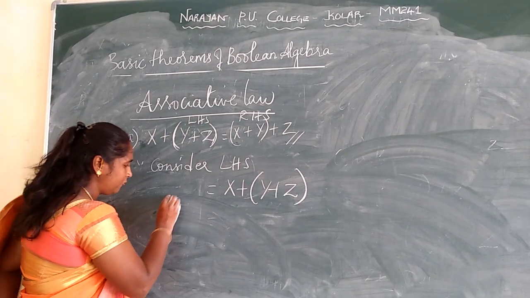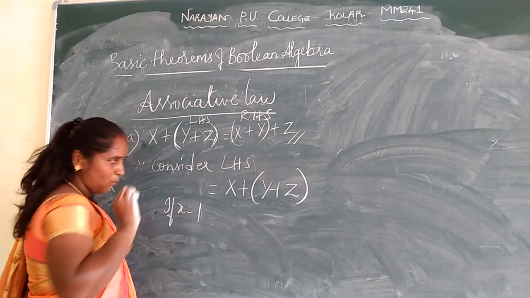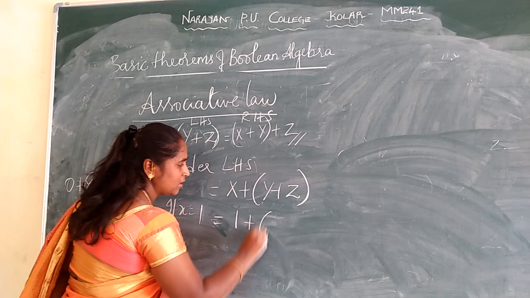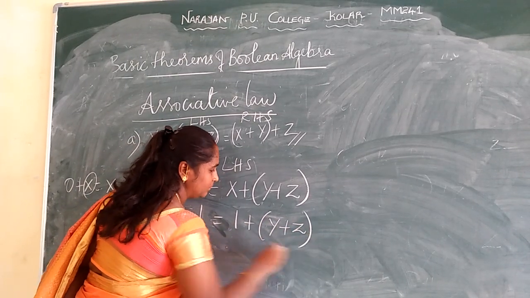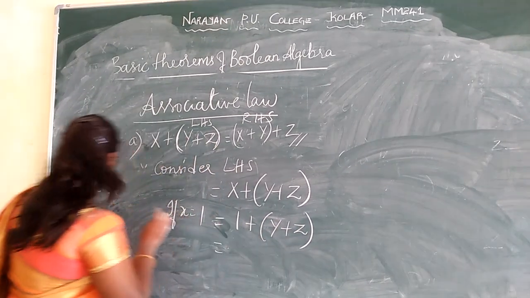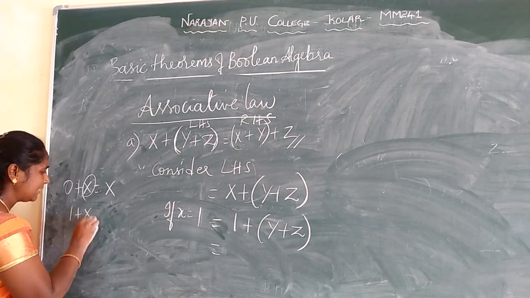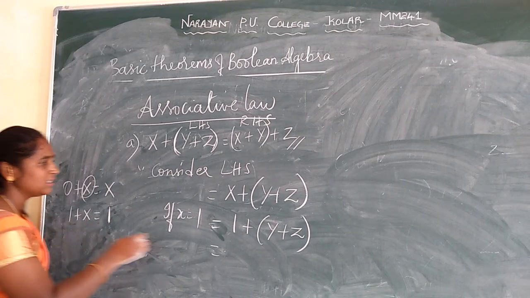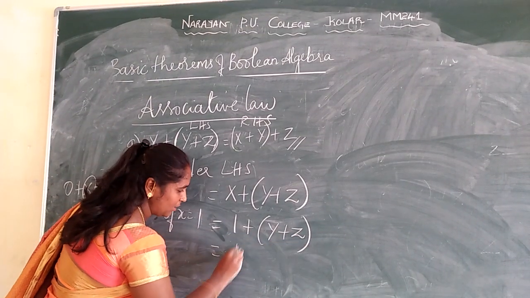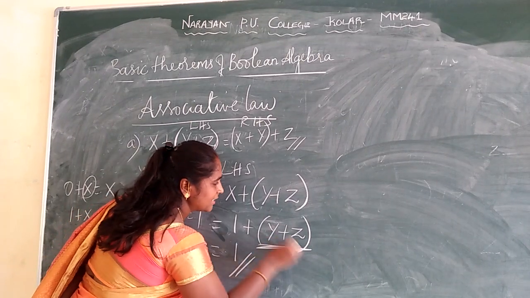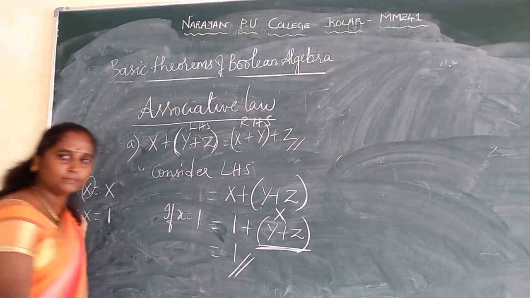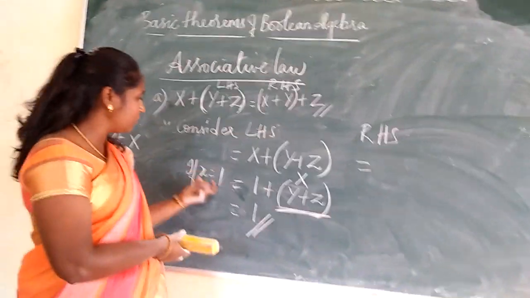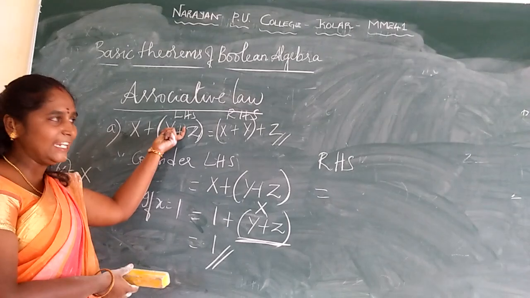So if x equals 1, consider your LHS as 1 plus y plus z. That is, 1 plus x equals 1. What it tells us is that 1 plus y plus z is nothing but 1. So you have done the substitution of x equals 1 in your LHS.